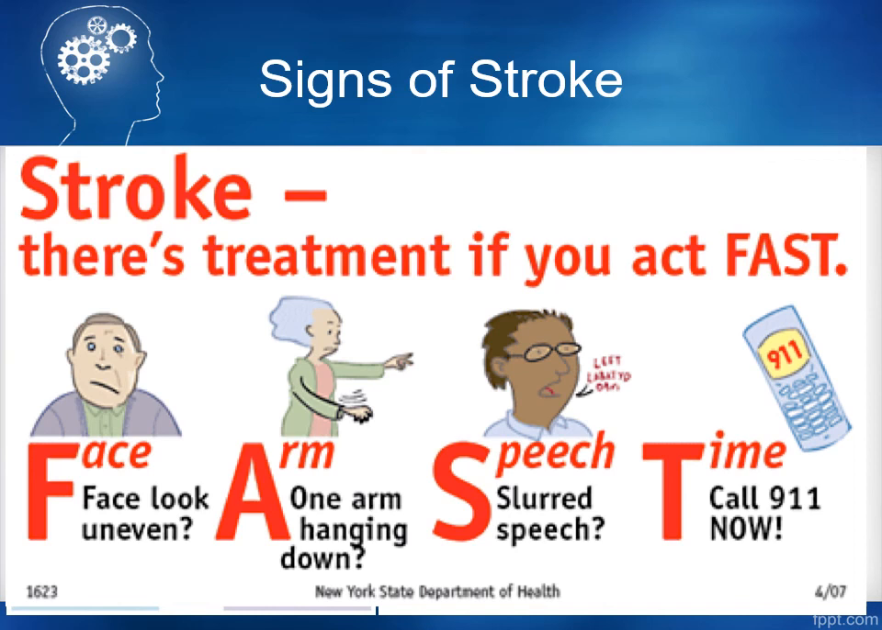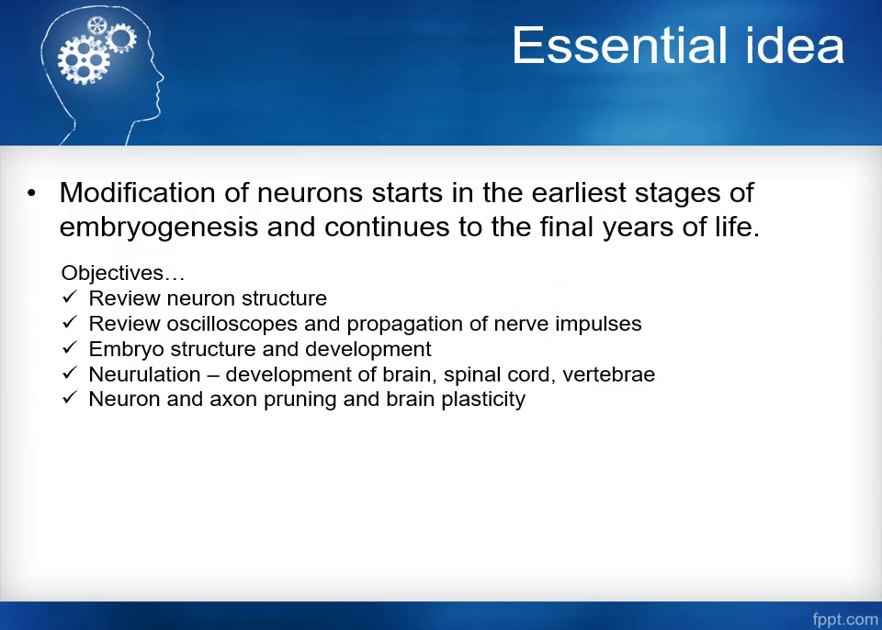So FAST is the mnemonic to remember. If the face looks uneven, if one of the arms is paralyzed, if the speech is slurred, then it is time to call 911. So for signs of stroke, remember FAST.